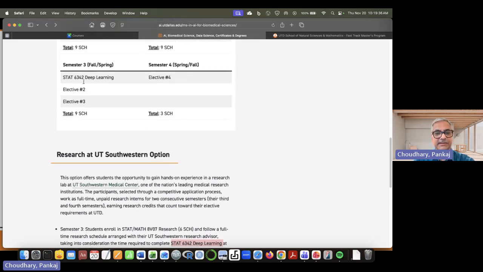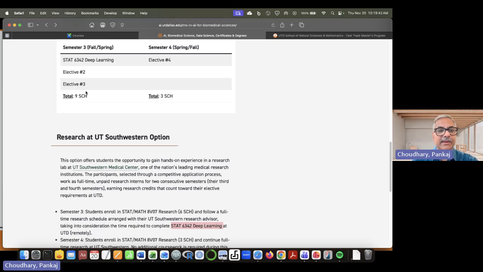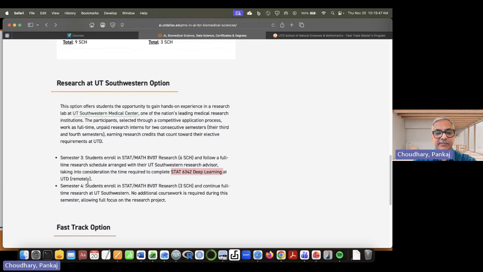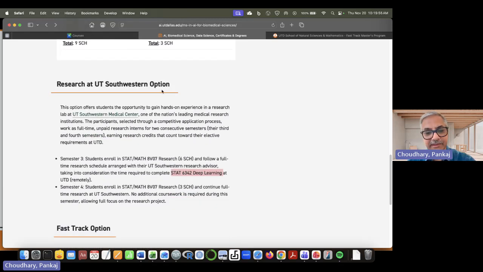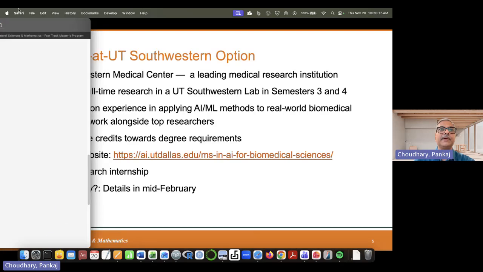Okay. So in semester number 3, this is what you will have to do. You take this deep learning course and engage in research at UT Southwestern, and you earn 6 credits by doing research. Then in semester number 4, you continue your research, and you will have to sign up for only 3 credits, but your expectation is the same as before. You engage in full-time research at UT Southwestern, and in semester number 4, there is no coursework requirement, so you can fully focus on your research project. Okay, so this is this research at UT Southwestern option. Now let me go back to the slides.